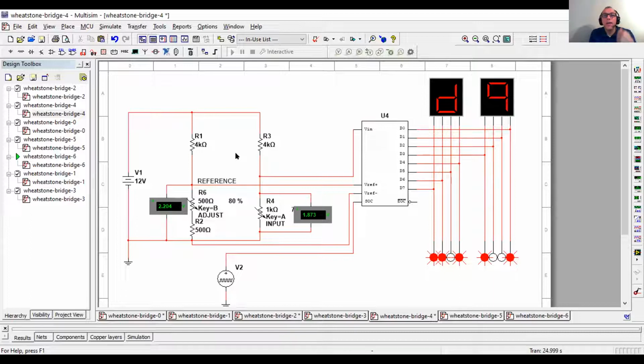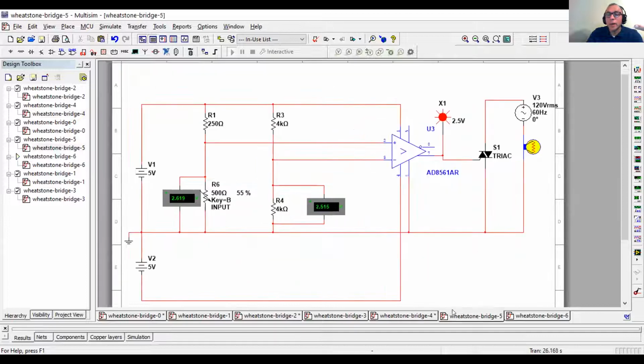Okay, so today you learned about the Wheatstone Bridge. You learned about an analog digital converter, just an introduction. You learned about a comparator, just an introduction. You'll get more as the program goes. And you learned about a TRIAC. All right, so we covered a lot of ground here. I hope you found it useful, and we will see you next time.